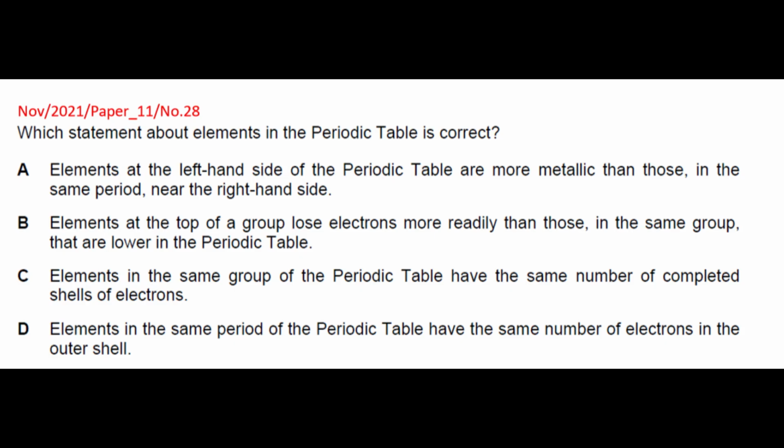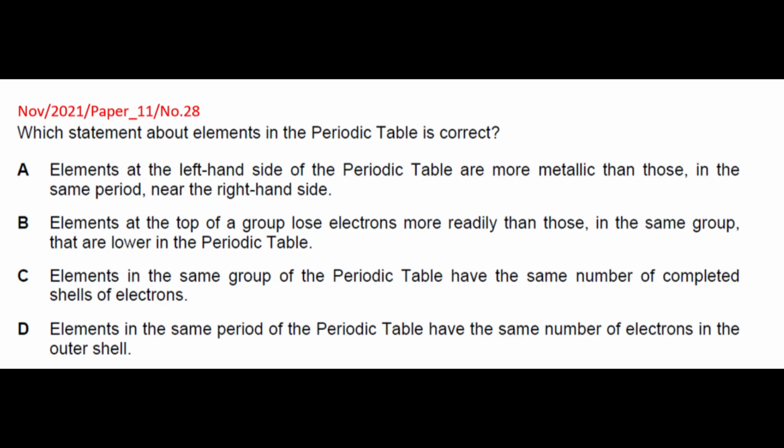Here, they are talking about the left side of the periodic table having more metals, so that part of the question statement is correct. In the same period near the right side, yes, that's a correct statement, but we are going to read the rest of the options. As I always tell you, even if you are very sure that the first option is the correct answer, don't forget to read the rest of the options, because sometimes students don't read the questions properly, or they miss the word "not correct" in the question. So I always suggest that you read all 4 options.